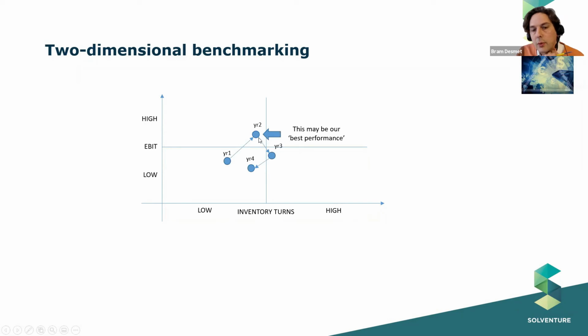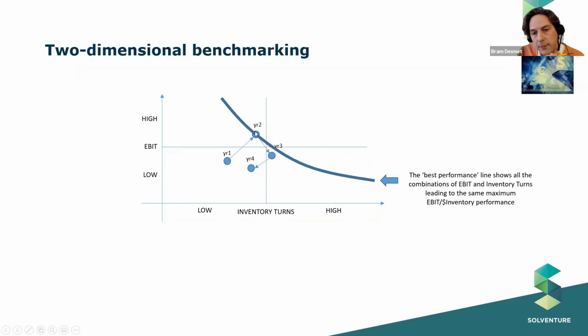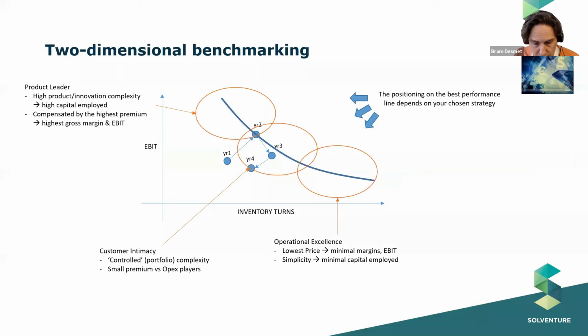So then we look for, what was your best performance? And your best performance, EBIT over inventory, could have been over here. And we start plotting what we call best performance lines. That best performance line shows all the combinations of EBIT and inventory turns which lead to the same bang for the buck, the same margin over inventory investment in this specific case. And strategy defines where you are on this curve.